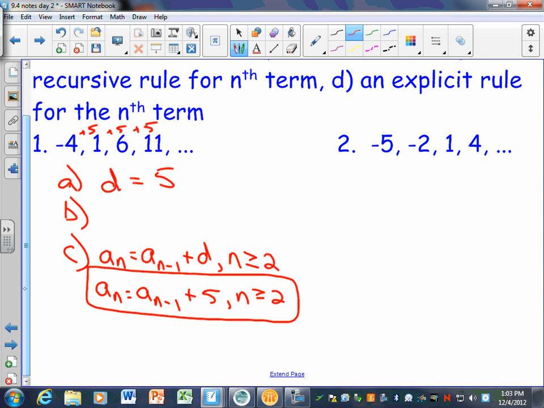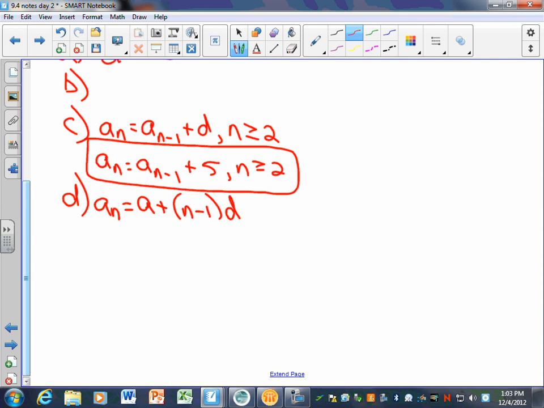But for part D, when it says find the explicit formula, and again, I'm going to write it for you because this is our first one that we're doing. The formula says a sub n equals a sub 1 plus n minus 1 times d.